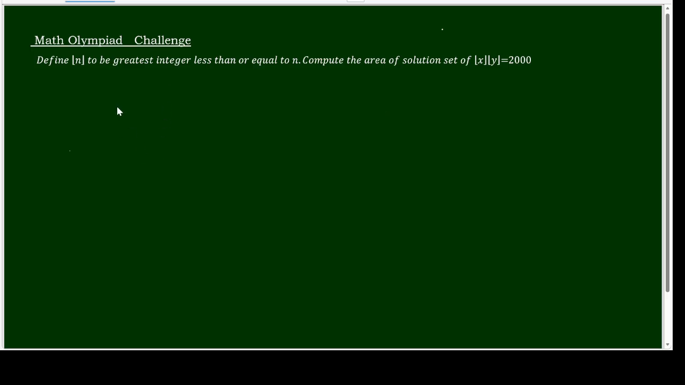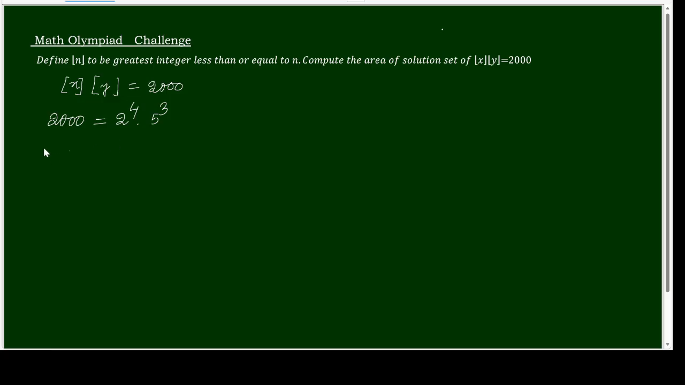So what we'll do, we'll write that floor x into floor y equals 2000. Let's find the multiples or factors of 2000. So 2000 can be written as 2 to the power 4 multiplied by 5 to the power 3.